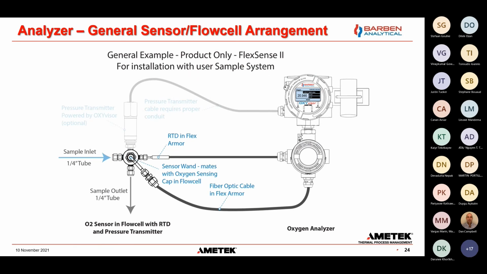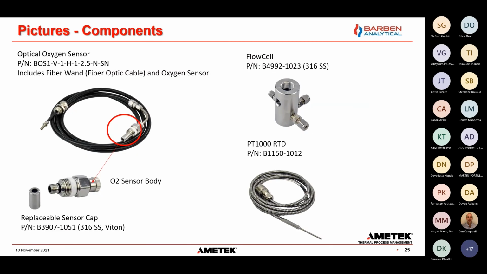The general arrangement of the device: this is a flow cell, pressure transmitter right here at the top, the RTD for compensation of temperature, and then the oxygen sensor itself. Just showing you a couple pictures of it. Here is the replaceable sensor cap. All the rest of the stuff is meant to last the lifetime of the installation. It is just a replaceable sensor cap. It takes a few minutes, and those go anywhere from 500 to 600 US dollars in that neighborhood.